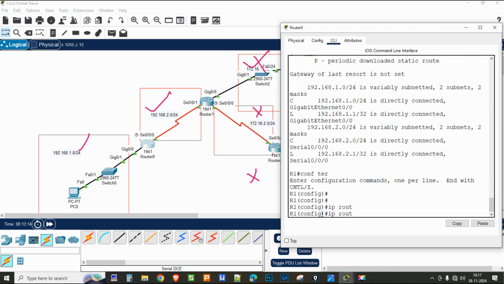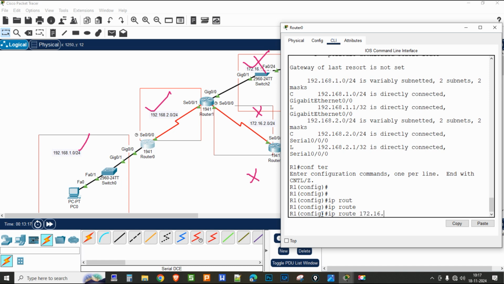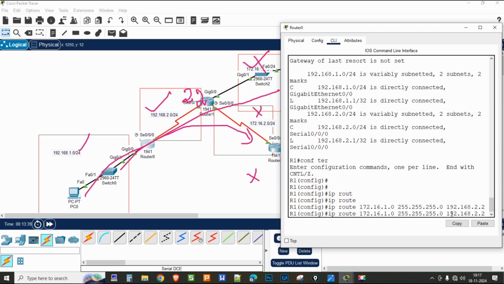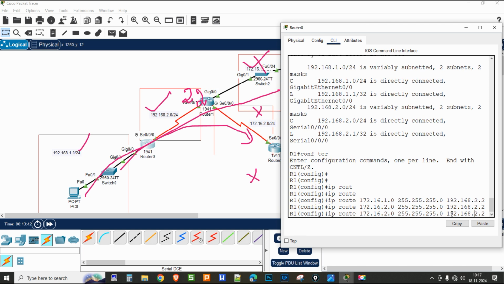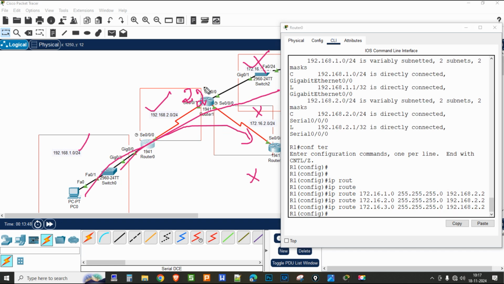You can configure the IP route 172.16.1.0 followed by submask. Then the exit gateway IP address is 2.2. By default, all the traffic goes through this interface only. 192.160.2.2, then followed by 2, followed by 3. So all the 3 networks can be transmitted via this interface only. This is the exit interface. After that, you can save the configuration.